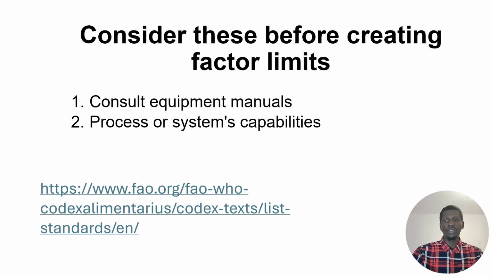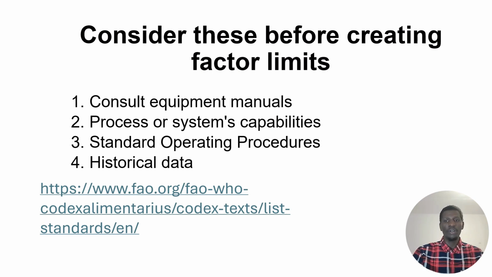For example, an equipment may have a temperature range between 50 and 250 degrees C, or a mixer may have a speed range between 100 to 1000 revolutions per minute. So setting factor limits outside these ranges leads to unachievable or failed runs. It can damage the equipment or give misleading results. So knowing your equipment limits will give you an idea on where you can set the factor limits.